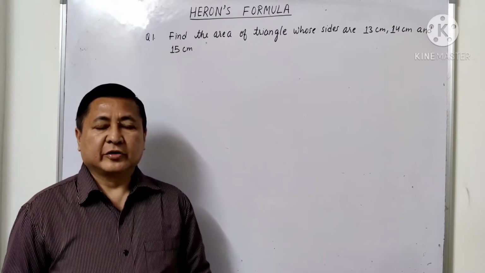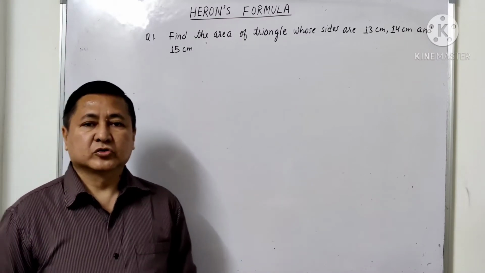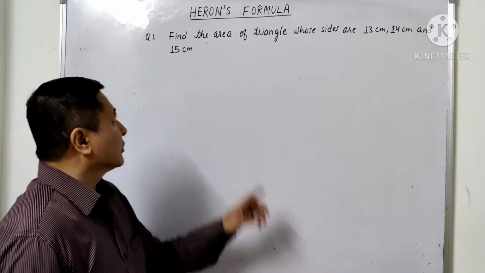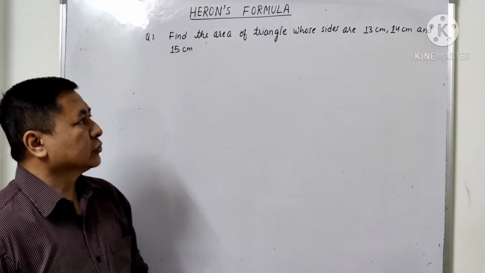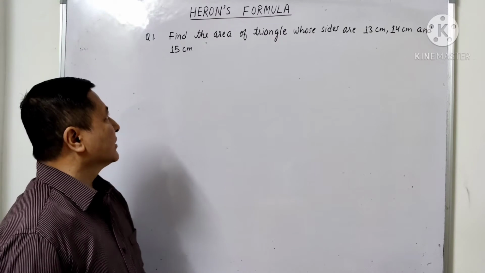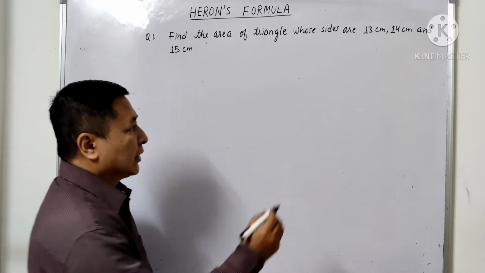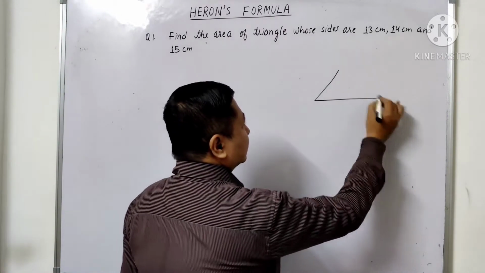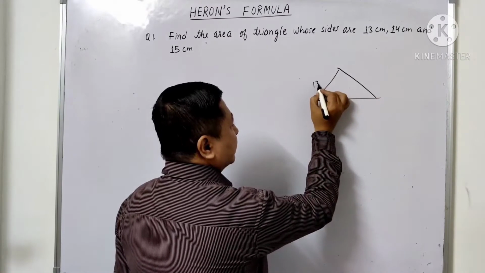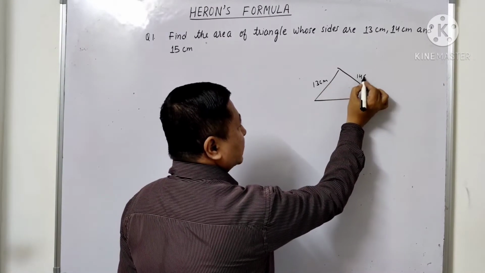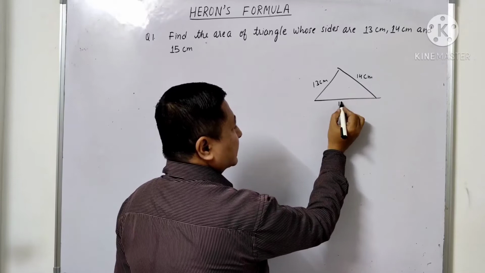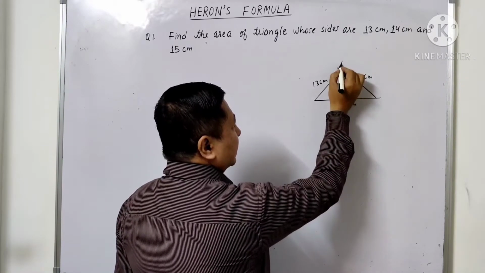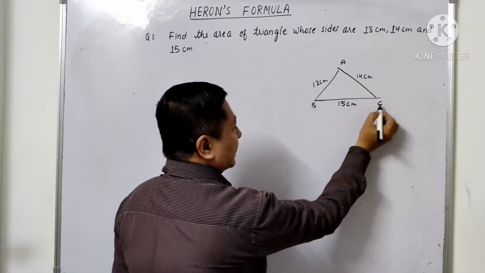Hello students, today we are going to revise the chapter Heron's formula. Now the first question is: find the area of a triangle whose sides are 13 cm, 14 cm and 15 cm. Now let us take this triangle. This is 13 cm, this is 14 cm and this is 15 cm. Let the triangle be ABC.